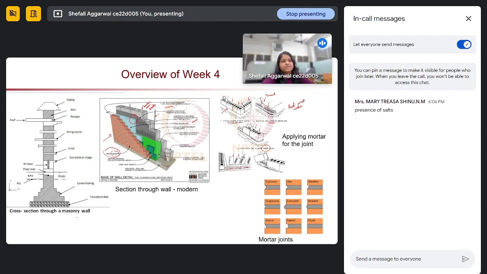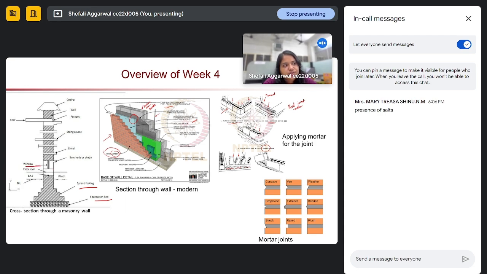And if we see a complete cross-sectional area and the different terms, if we start from the bottom, we have the foundation, and above the foundation we keep our footing, and then we have our plinth level, plinth beam or floor level, and then we have our window sill.